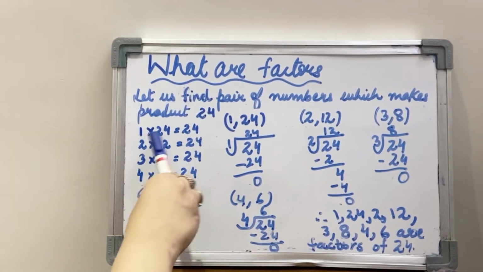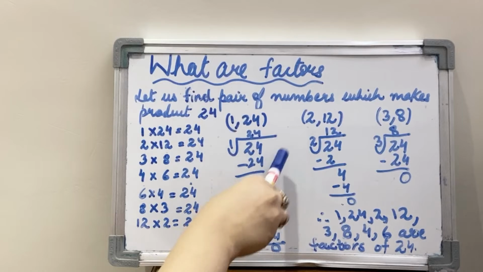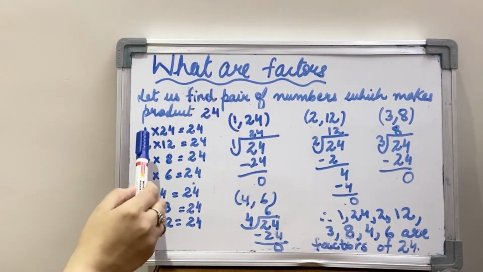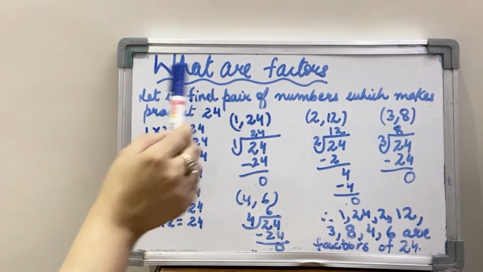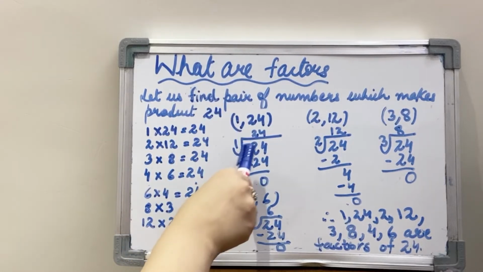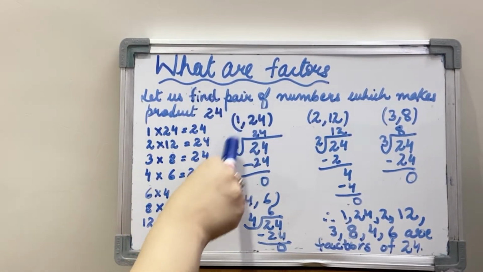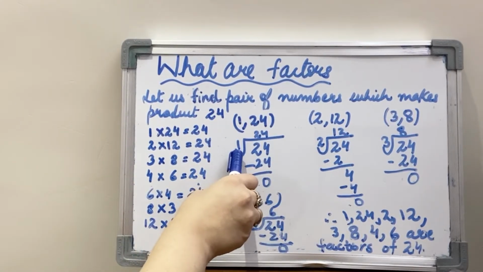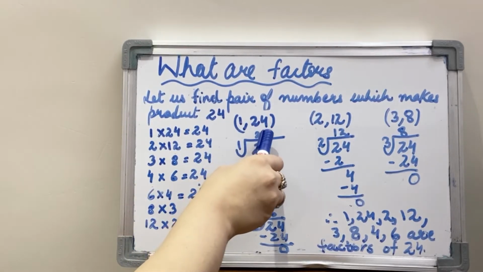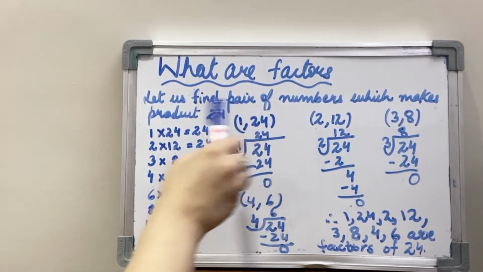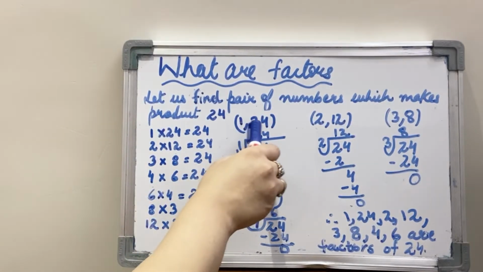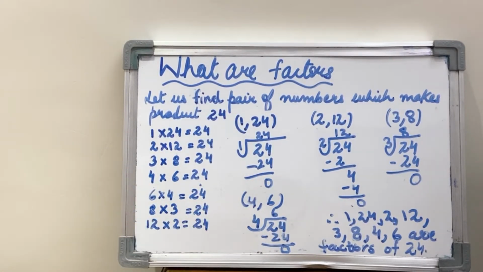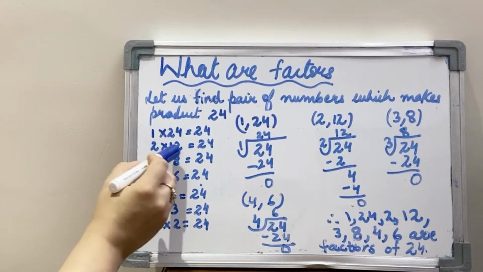Now I am taking all the pairs one by one, and I am checking how they exactly divide, leaving remainder 0. So the first pair I had was 1 and 24. I am checking whether these two numbers exactly divide 24 or not. So 24 I am keeping inside. This is my division sign. 1 is acting as a divisor, and 24 is acting as a quotient. So you can see 1 times 24 is 24, leaving remainder 0. Then I am checking the second pair, 2 and 12.